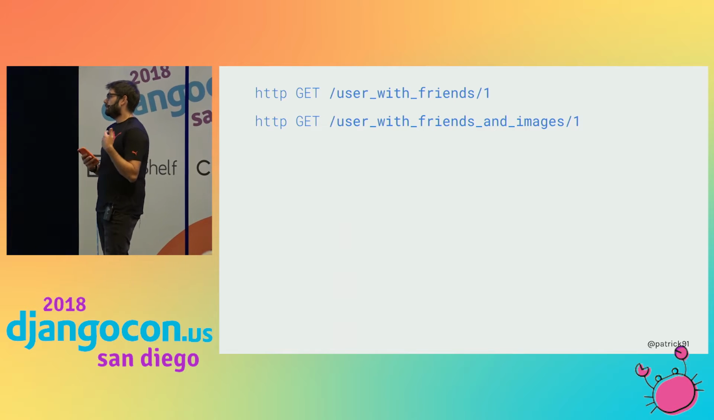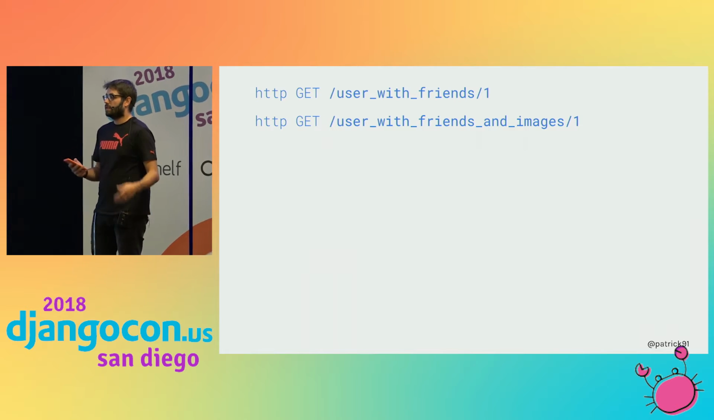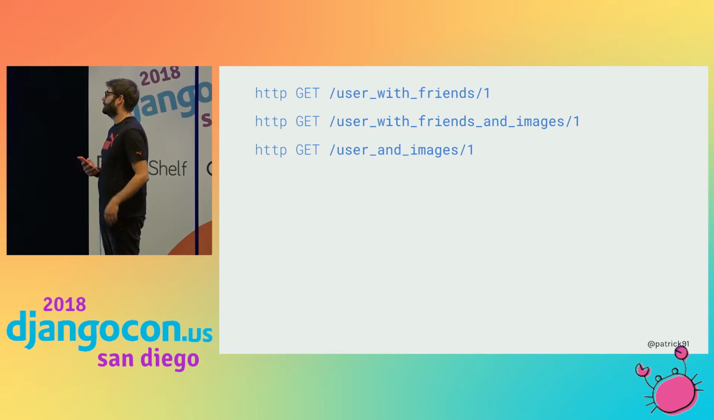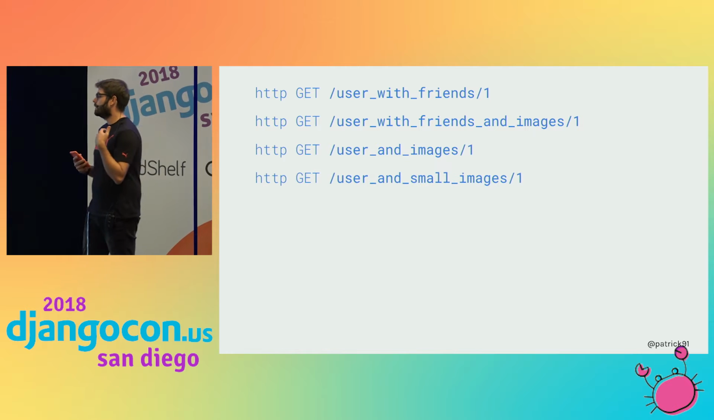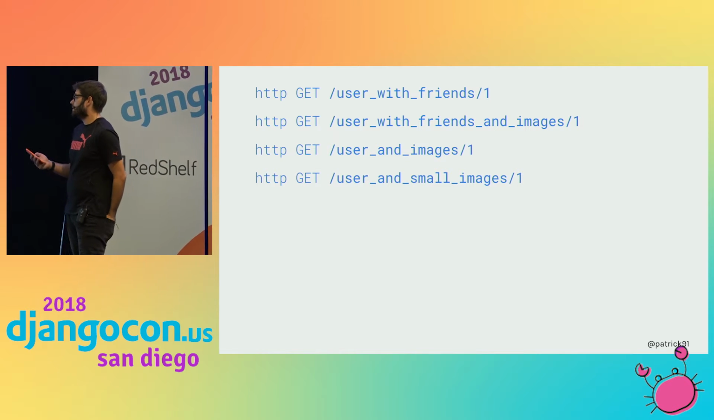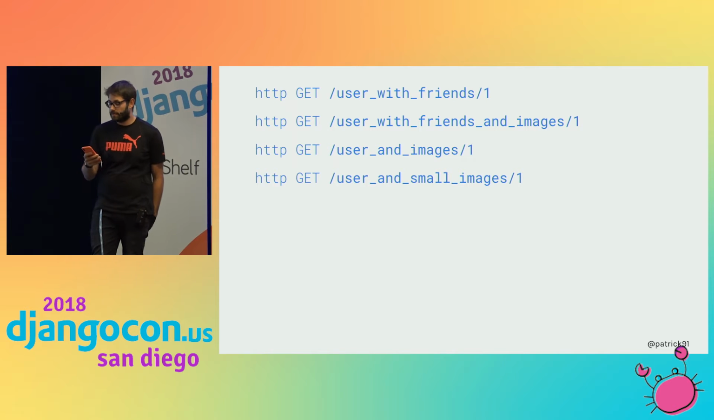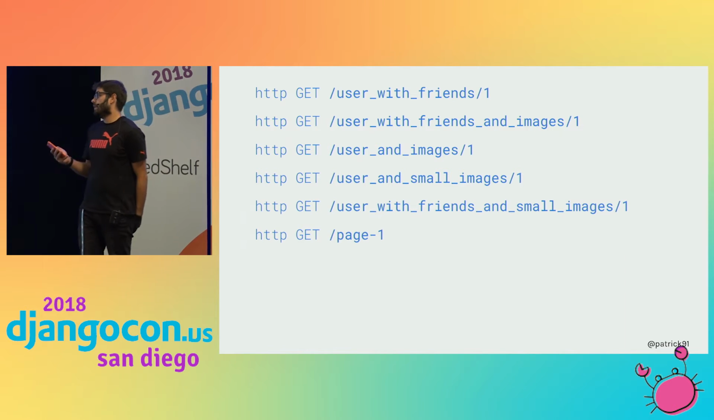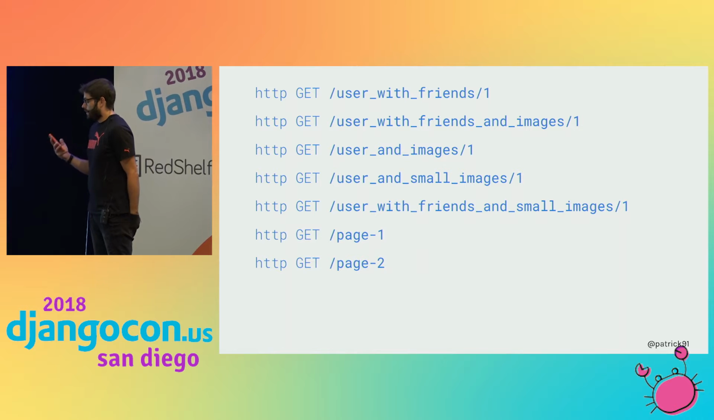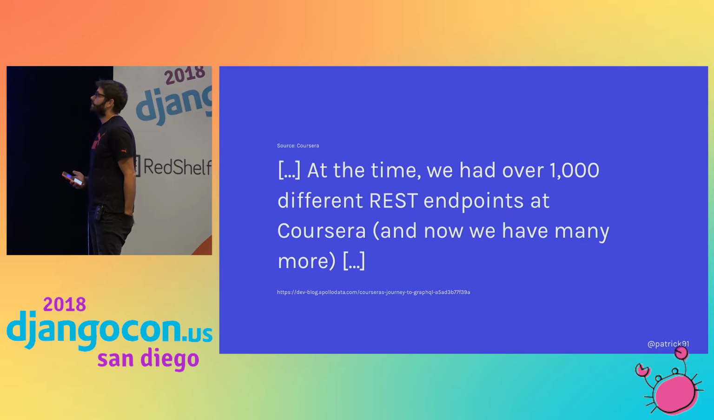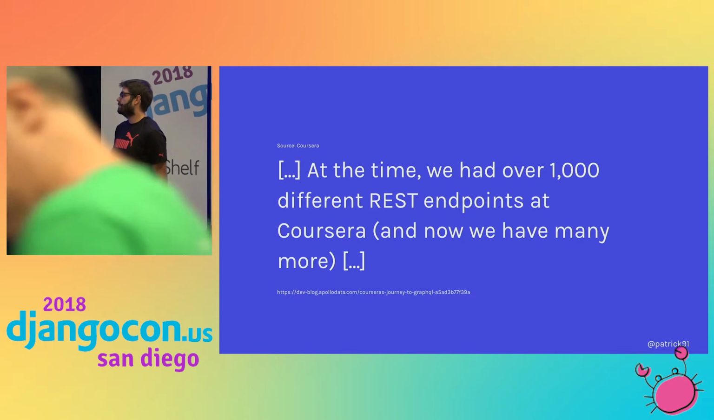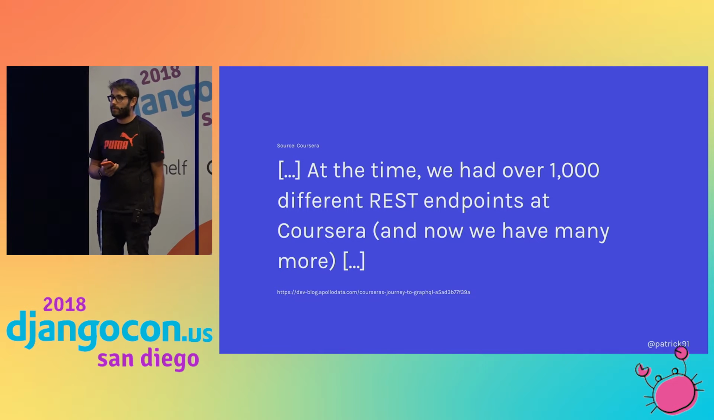The problem is that you might also need the images of those users in another application, so you might end up making more and more endpoints for all your different use cases, especially if you want to do, for example, a light version of your application. And over time, this gets really, really big. For example, Coursera at some point had 1,000 different REST endpoints that they had to maintain and document.